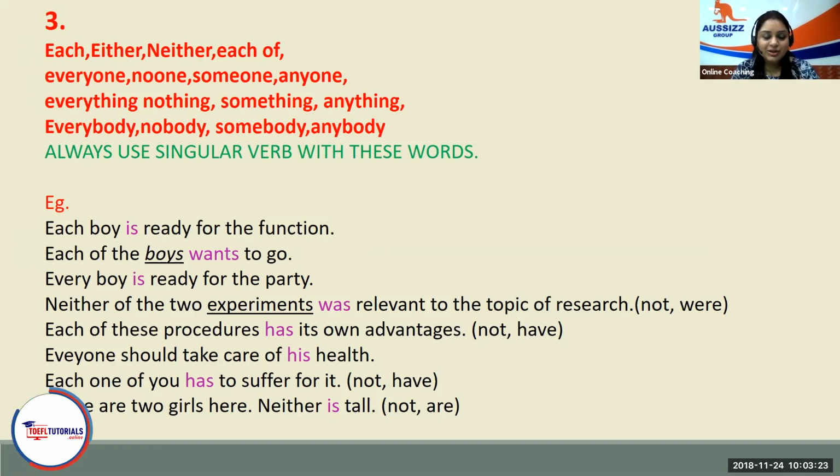So these are the words. Just note it down. Each, either, neither, each of. These are 4 words. Now, everyone, no one, someone, anyone. Do you know how many persons are there in everyone, no one, or someone? You don't know. But yes, there are some persons. Everything, nothing, something, anything. Everybody, nobody, somebody, anybody.